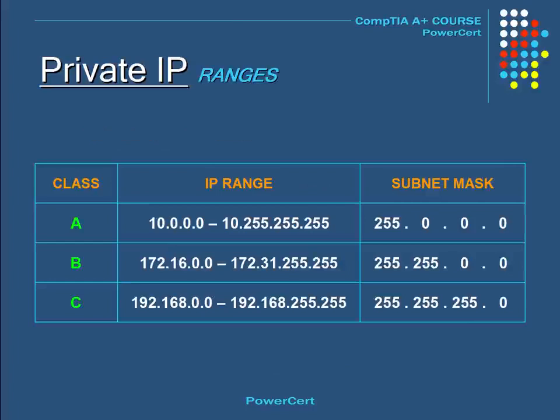And these private IP ranges have 3 classes. Class A starts with the number 10, Class B starts with the number 172, and Class C starts with the number 192.